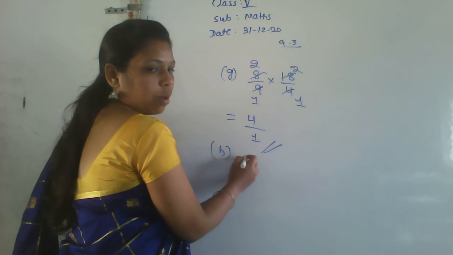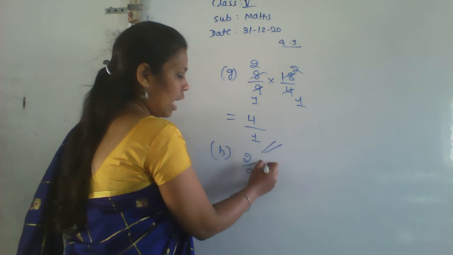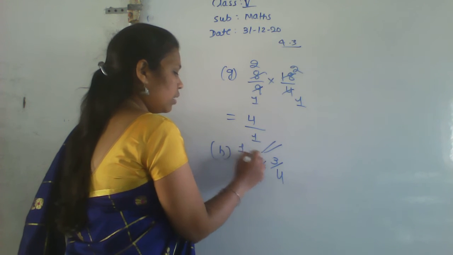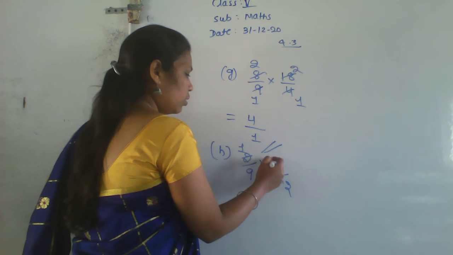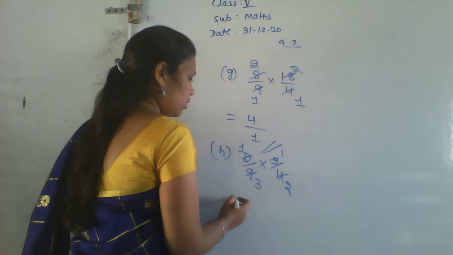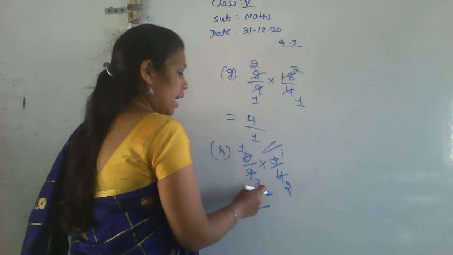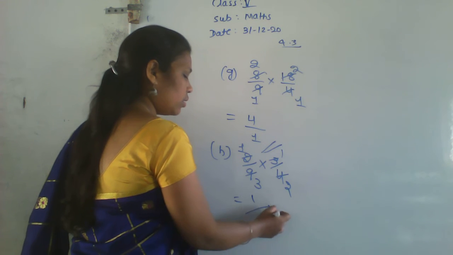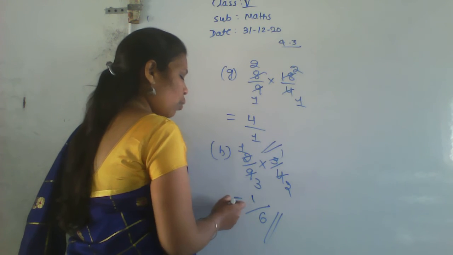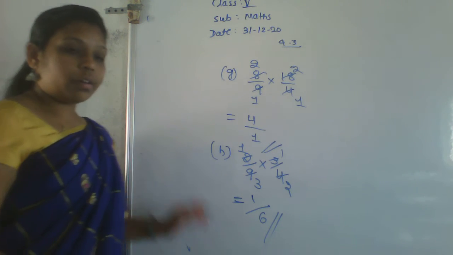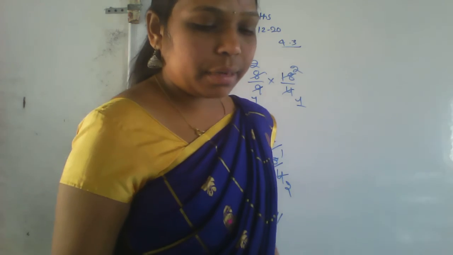Next, the last problem in the second main. 2 by 9 into 3 by 4. Same. 2 ones are 2, and here 2 twos are 4. 3 ones are 3, 3 threes are 9. In the numerator, 1 into 1 is 1, and 3 into 2 is 6. What is the answer? 1 by 6 is the answer. Okay, so we completed the second main also.